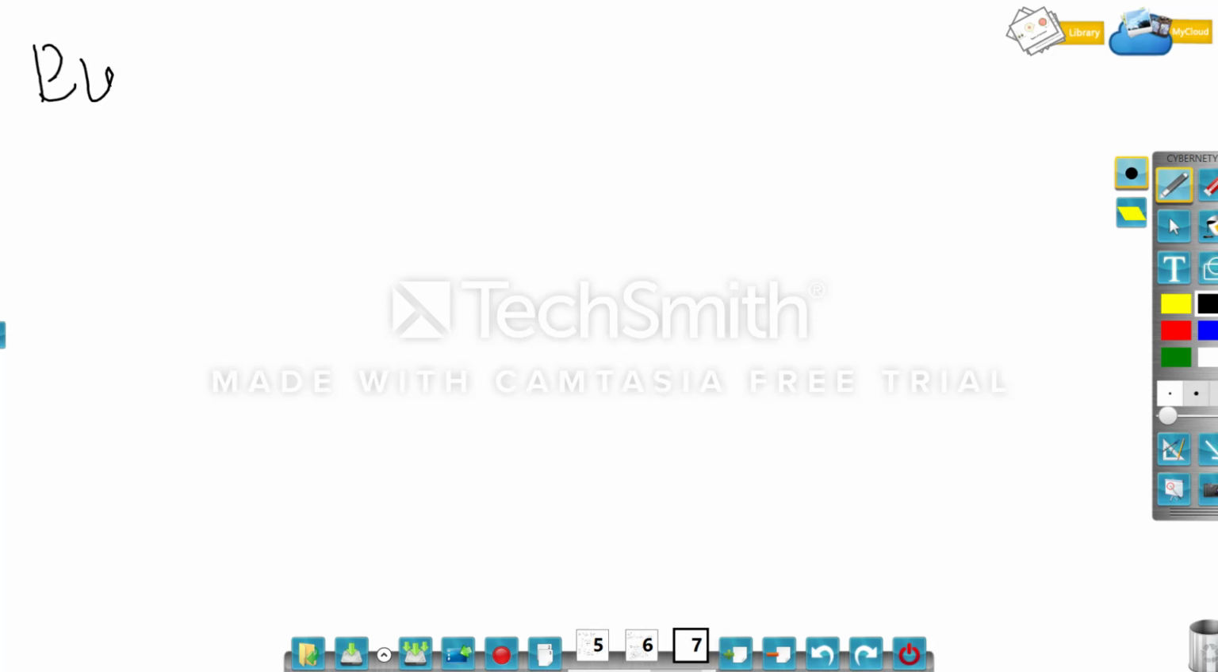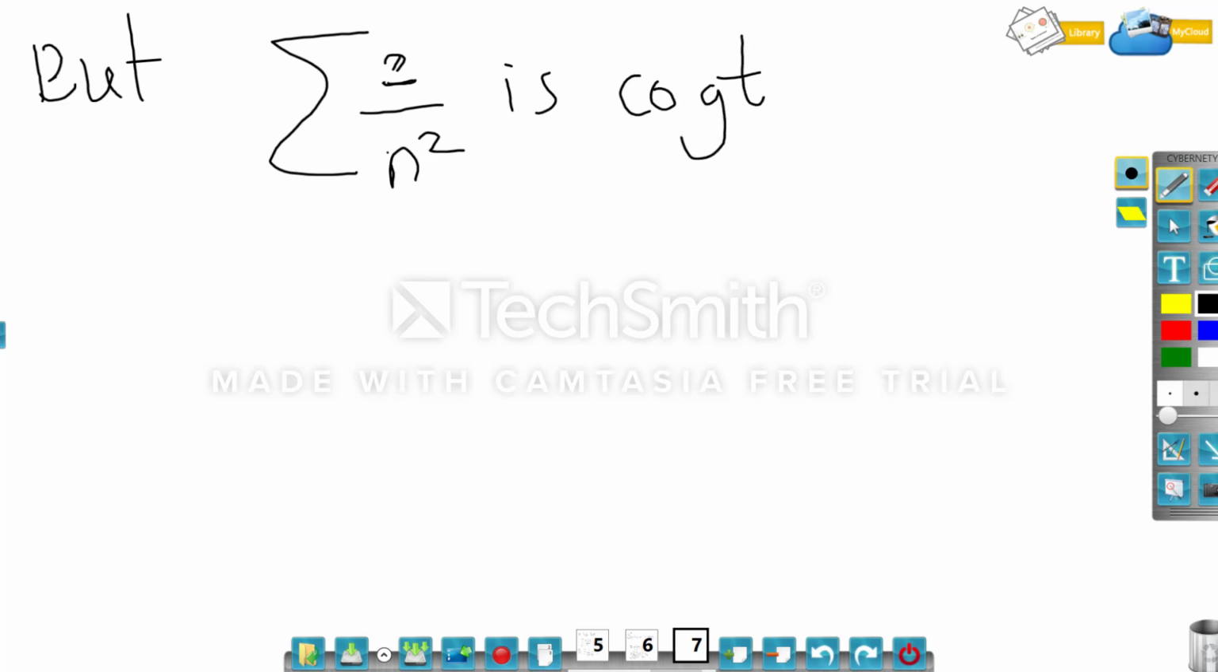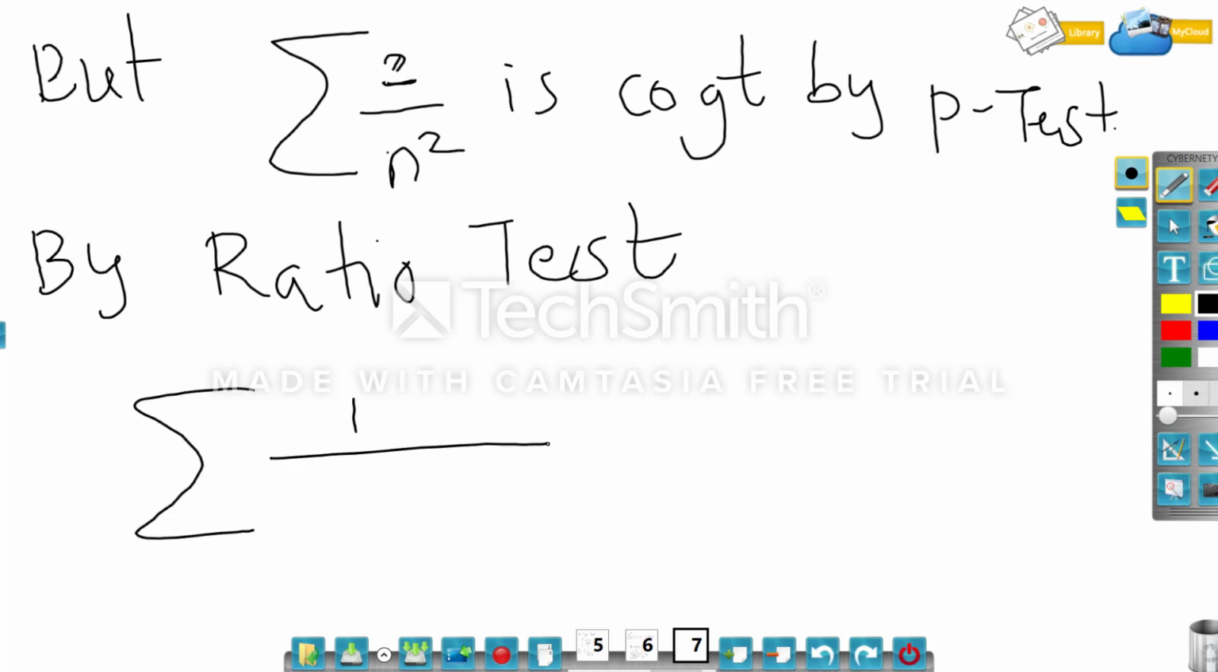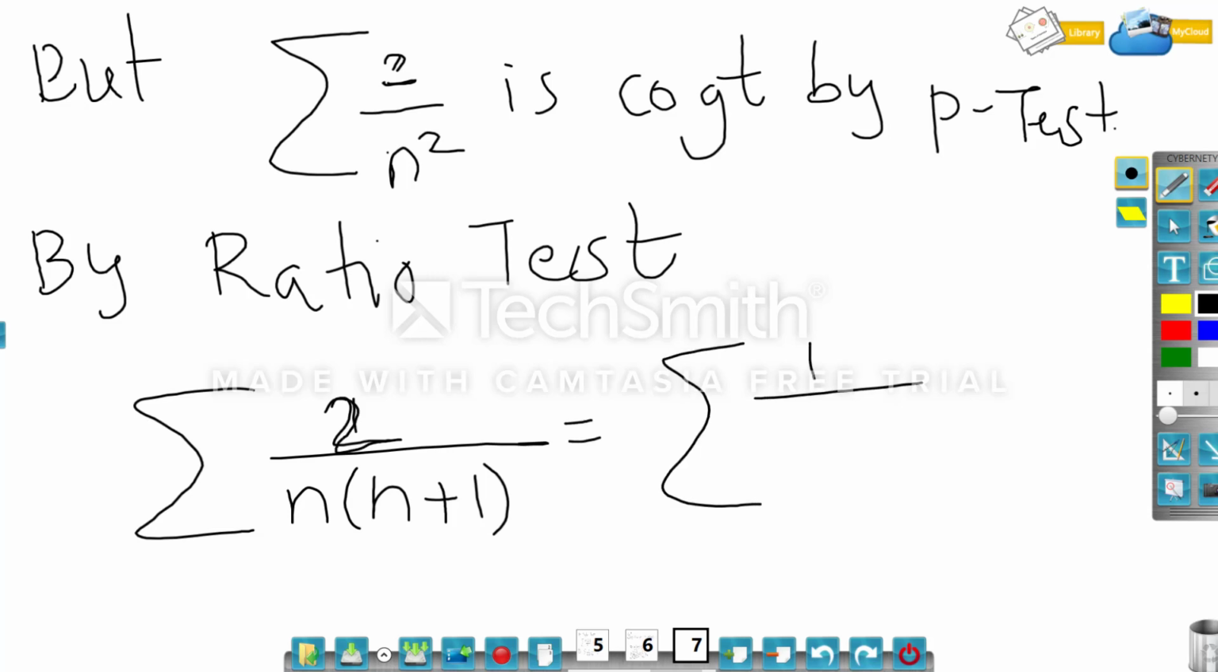But series 2 upon n square is convergent by P test. So by comparison test, series 1 upon n into n plus 1, numerator will be 2, which is equal to series 1 upon 1 plus 2 plus dot dot dot n is convergent.